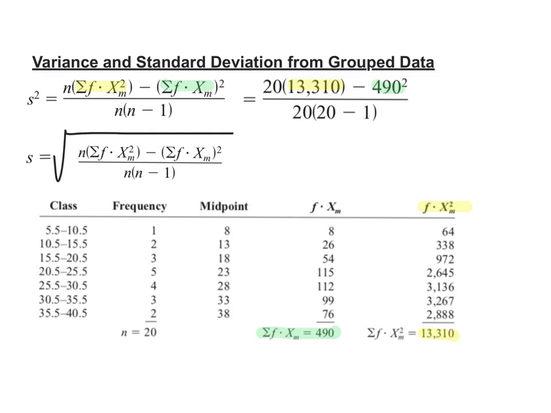In this first one, for the variance, I get 68.7. That's the variance. Standard deviation is just the square root of that. The square root of 68.7 is approximately 8.3. And that's what it takes in order to find the standard deviation and variance from a set of grouped data. It's a lot more involved.